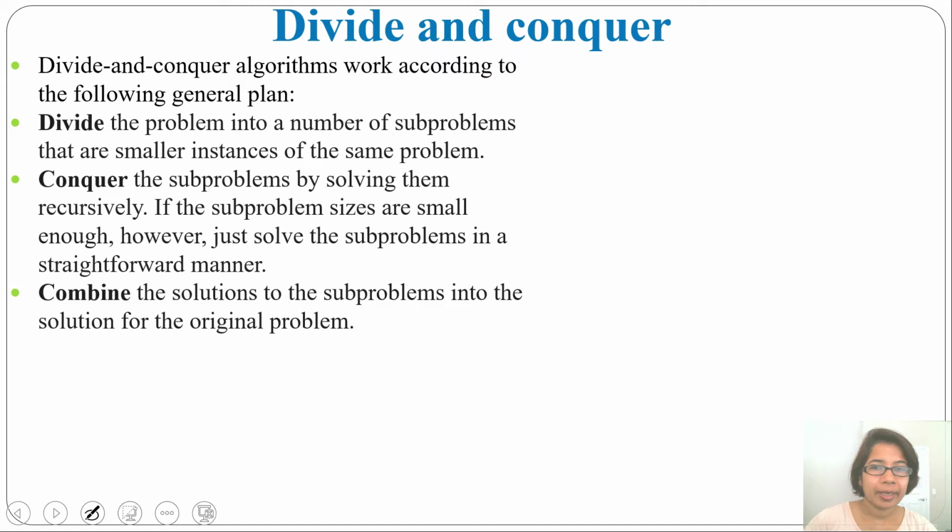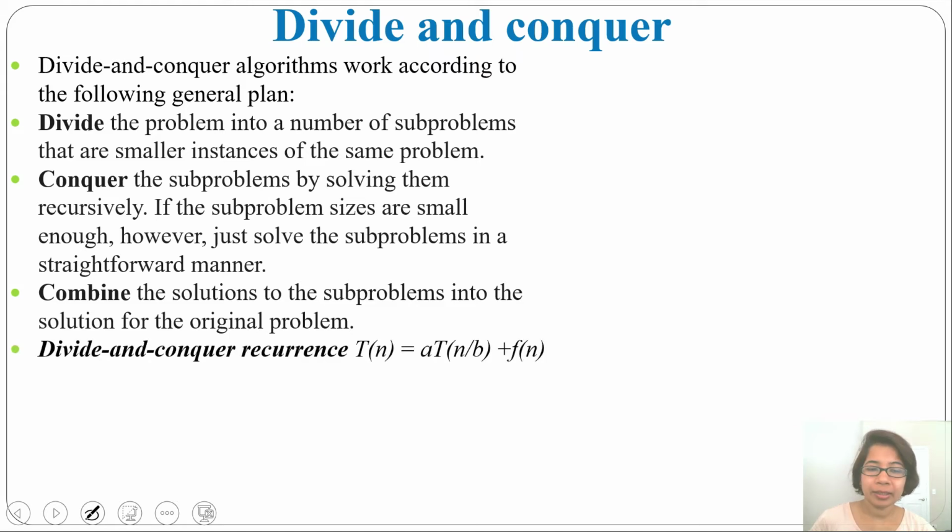So first we'll divide the problem into subproblems. Then second we'll conquer the subproblems, means we'll try to solve the subproblems recursively. If a subproblem is too small, then we can solve it directly. Next we'll combine the solutions and we'll get the solution for the original problem.